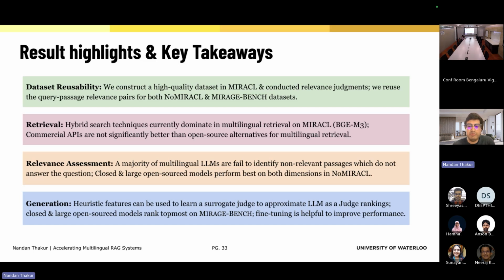For the generation part, what we saw is that you can look into using surrogate judges, which are much better in terms of cost, and can be used to approximate LLM-as-a-judge rankings. We also found that on the benchmark, closed and large open source models again perform the best, and fine tuning can be useful to help improve performance of smaller open source LLMs.